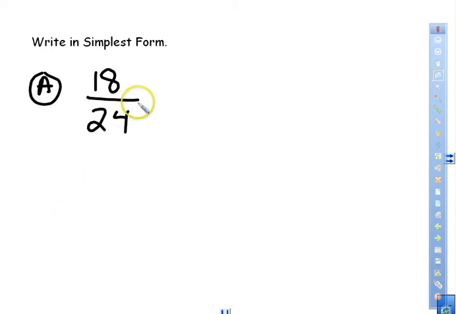Well, when I look at this, my greatest common factor is going to be 6. If I divide this by 6, because 6 is the largest number that will go into both of these equally, then I get 3, and then 24 divided by 6 is 4, to where I get 3/4.